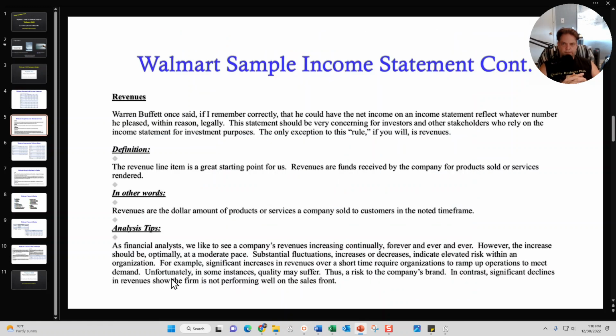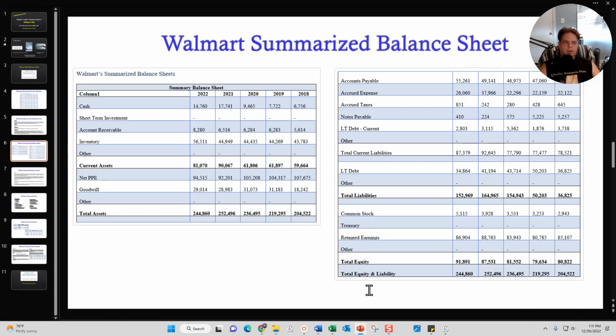Further in my income statement section, I identify important line items for the company, and I provide you all with an in-depth explanation of that specific line item. For example, revenues: I'll define revenues and give it to you in other words, just a layman's definition of what that line item means. And then I'll provide you all with some analysis tips, specifically what to look for when analyzing that line item.